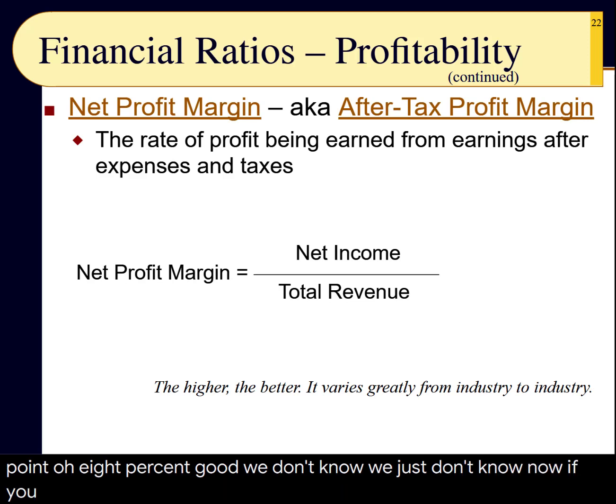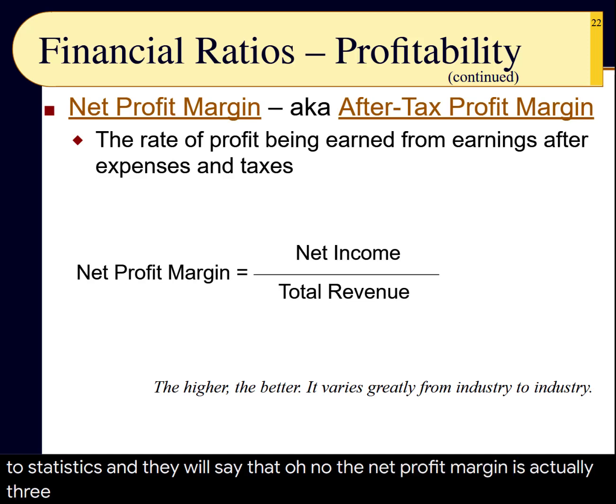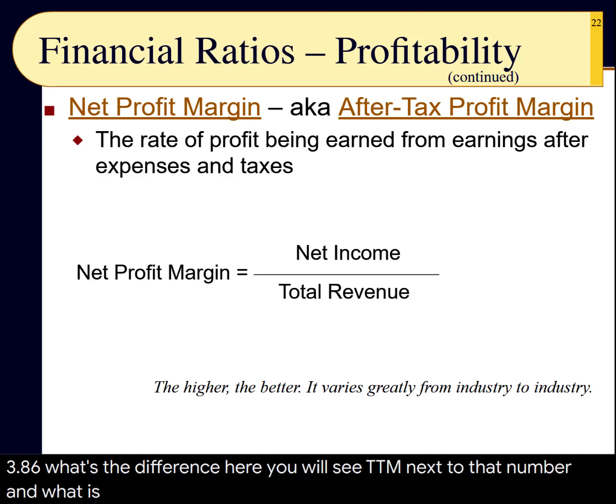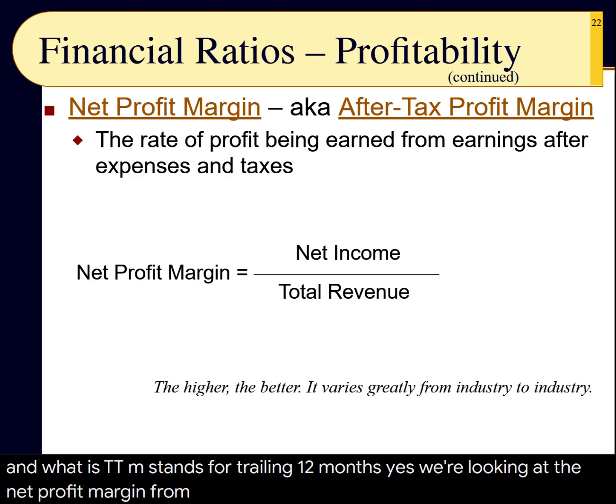Now, if you were to go to Yahoo, for example, and look at their finance page, you go to statistics, and they will say that, oh no, the net profit margin is actually 3.86. What's the difference here? You will see TTM next to that number. And what does TTM stand for? Trailing 12 months. Yes, we're looking at the net profit margin from December of 2022.